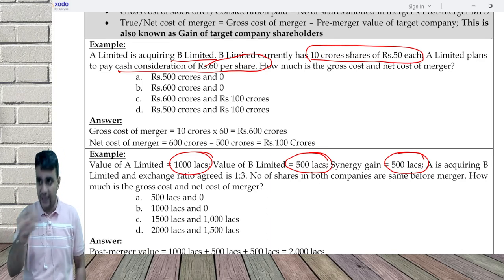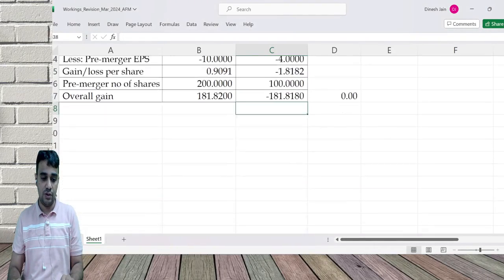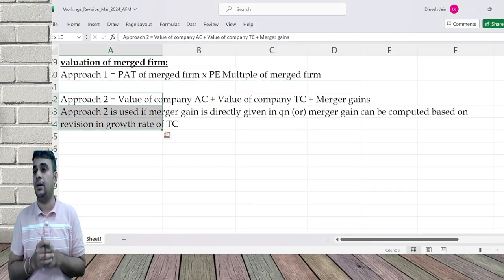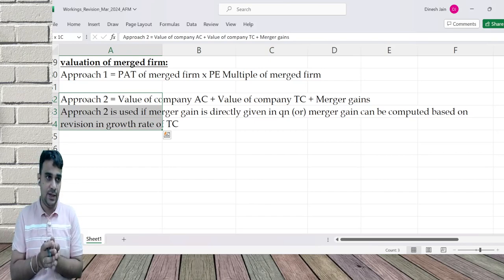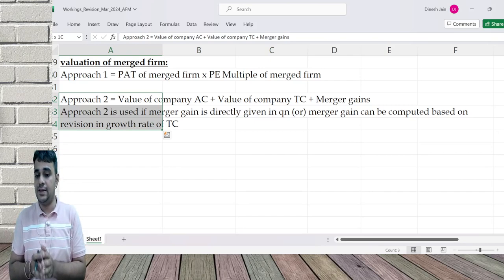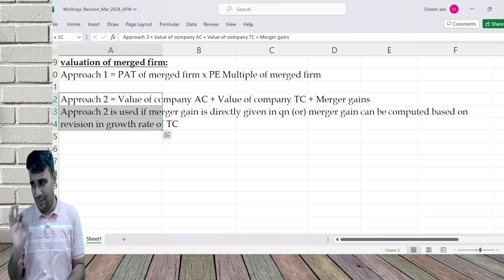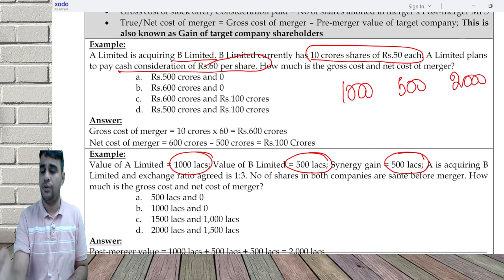So in this example, I am going to use this approach to value the merged entity, which is value of AC plus value of TC plus the merger gain. Be in listen mode only, nothing much for you to write. The first company has a value of 1000, the second company has a value of 500, and put together the value is 2000.